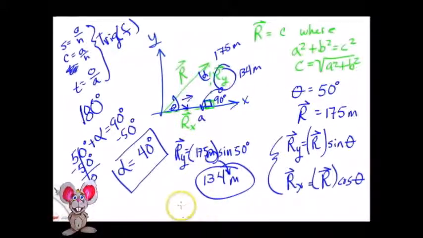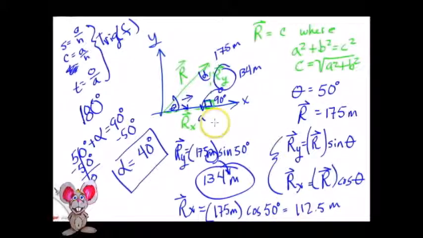So now we have r sub x. r sub x is equal to 175 meters times cosine of theta, which is 50 degrees, which equals 112.5 meters, so 113, right? So 113 meters for this right here, right? And there you go. And you can figure out the tangent by 134 over 113, and get your tangent. So you can see the relationships and how they work. So there it is. That is how you resolve the component vectors of a vector.